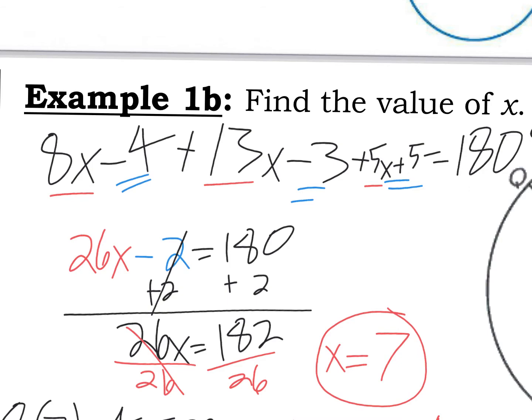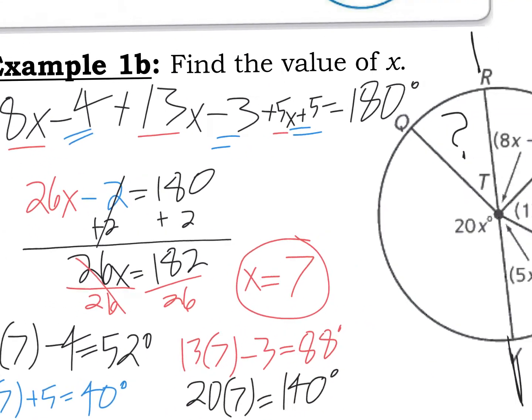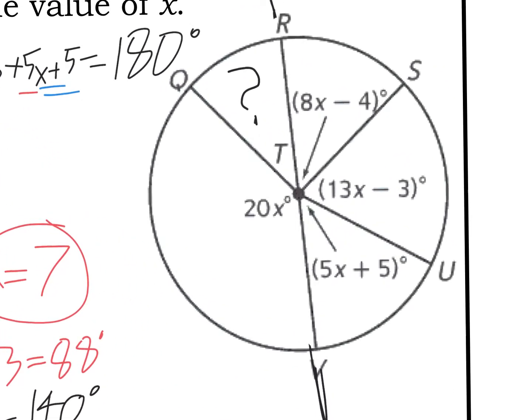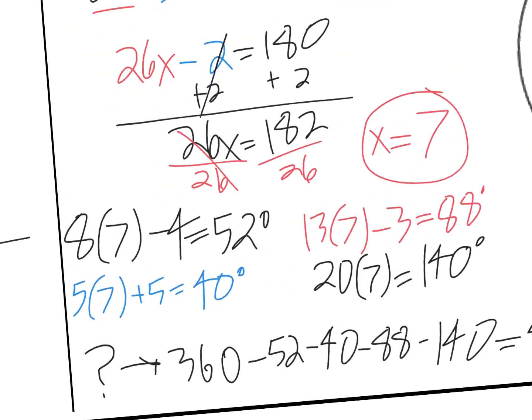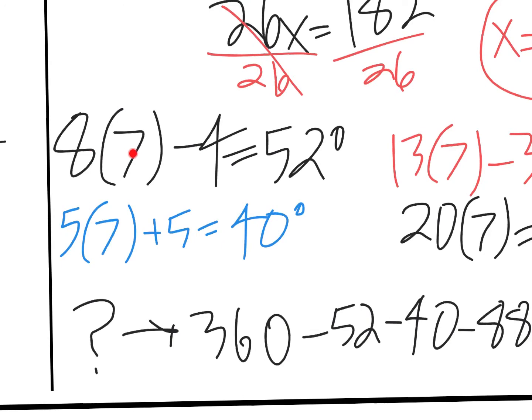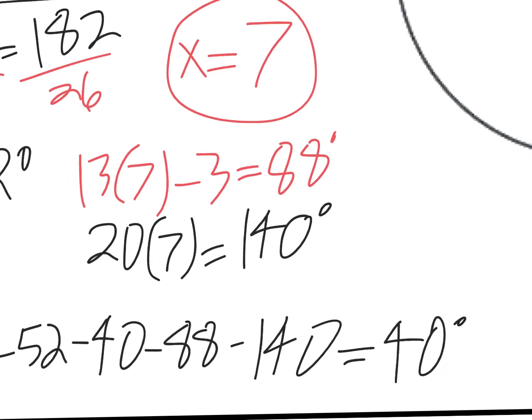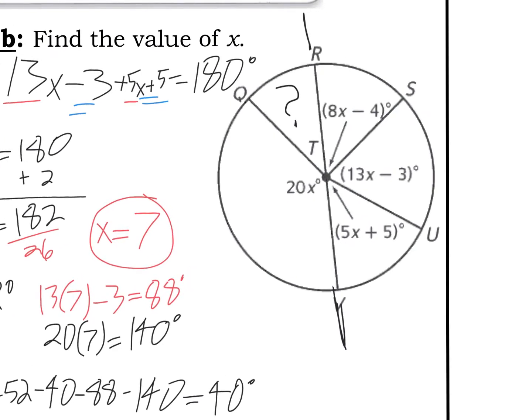However, what I chose to do was plug it back in to figure out all these missing angles. So that's why the problem looks so busy right here. So I plugged it in. The 8x minus 4, 8 times 7 minus 4 is 52. 5x plus 5, that one's 5 times 7 plus 5, right? So that's 40 degrees. And then 13 times 7 minus 3, that's going to give me 88 degrees. 20 times 7, that's 140 degrees. And so I figured out everything that had an x with it.